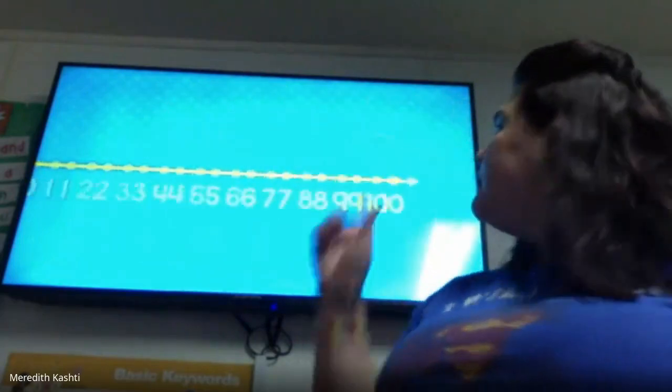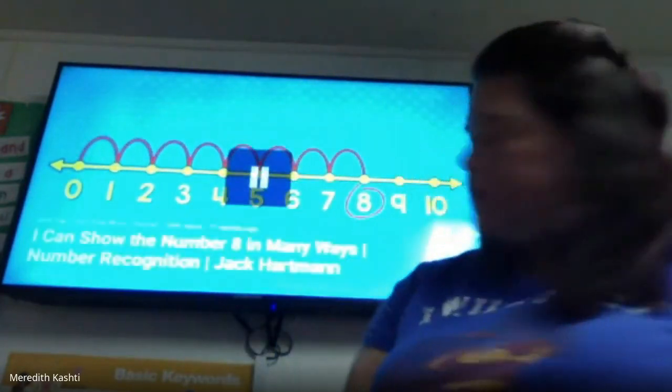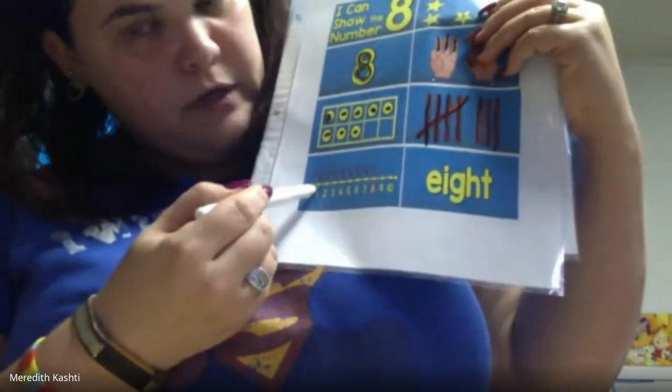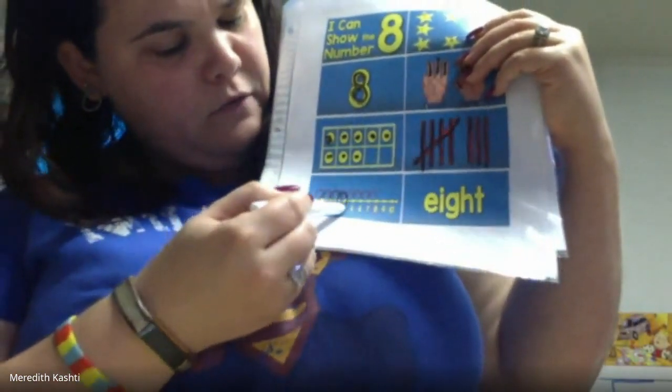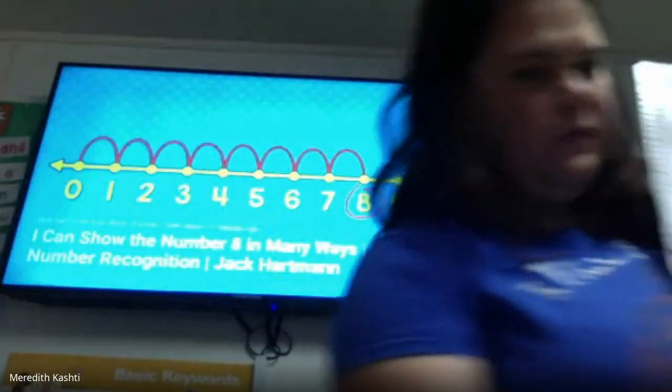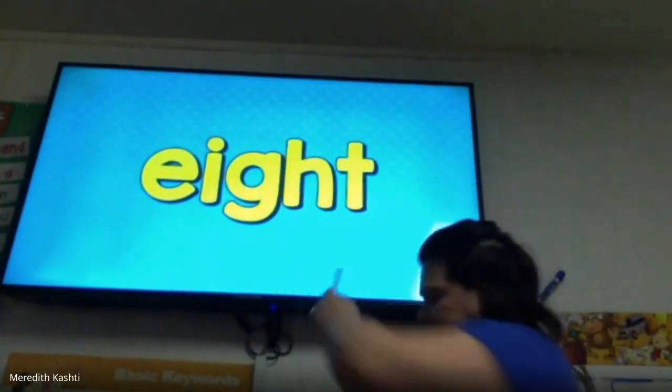On a number line. Like this. 8. All right, so we're going to count on our number line. We start at 0, right? We start at 0, and we're going to go 1, 2, 3, 4, 5, 6, 7, 8. And we're going to count to 8 on our number line. To 8. Good. As a word, 8.